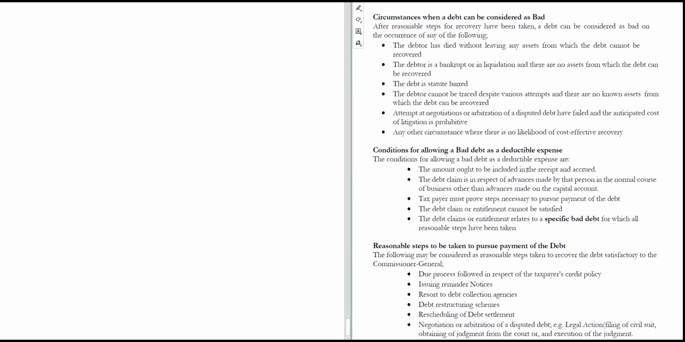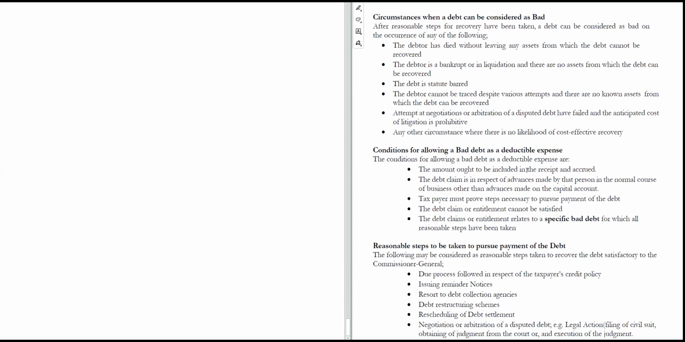Now, you have taken necessary steps to pursue the payment of the money, okay? The debt claim or entitlement cannot be satisfied, and it relates to a specific bad debt. A specific bad debt, you know the person, not a general one. With a general one, you can say, oh, 10% of my debtors cannot pay me today. Are you a magician to tell that 10% cannot pay? The tax law does not allow estimates. There are only certain circumstances the tax law allows estimates, but even that one, until proven, right? So estimates are mostly not allowed. If you see general bad debt, disallow.